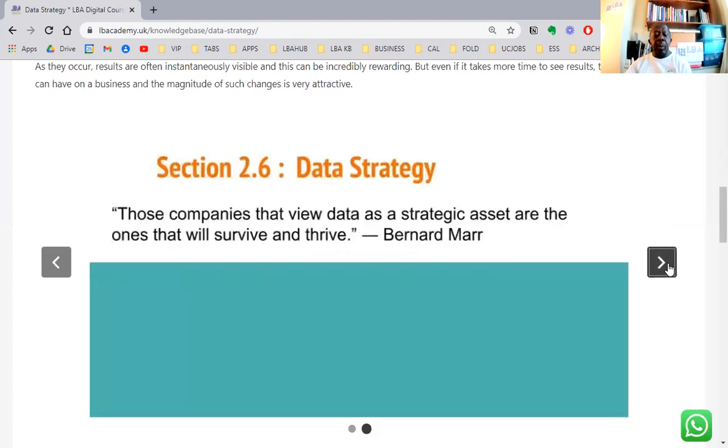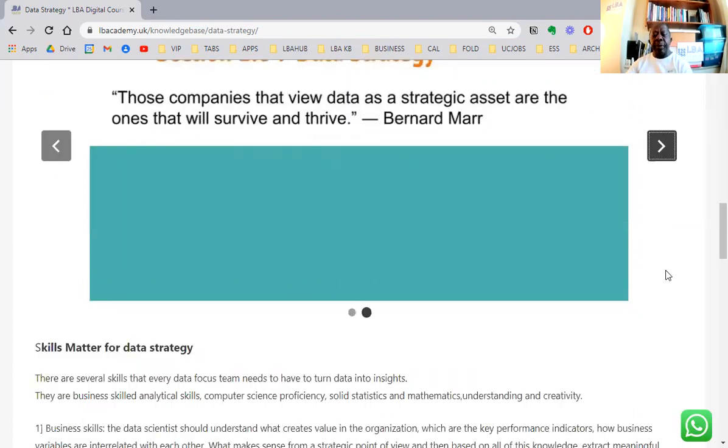And here is a quote from Bernard Marr. Those companies that view data as a strategic asset are the ones that will survive and thrive. Make sure you're the one in that category.